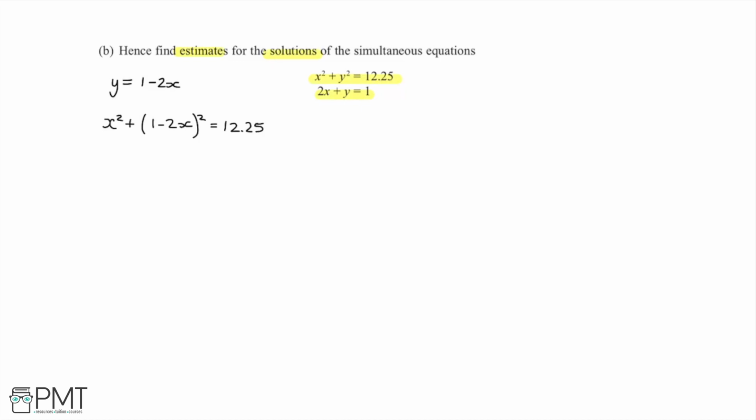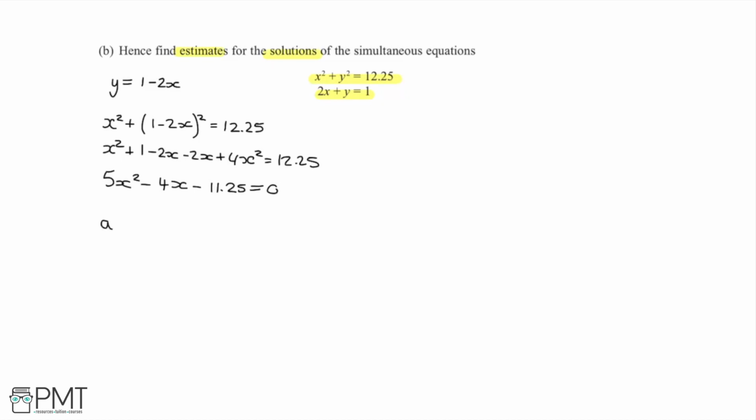I can multiply out the brackets, so we have x squared plus 1 minus 4x plus 4x squared is equal to 12.25. And now I can simply collect like terms and rearrange this to get in a form that I'm going to be able to solve as a quadratic equation. So we have 5x squared minus 4x minus 11.25 is equal to 0. Now this isn't going to factorise easily, so here I'm going to be using the quadratic formula.